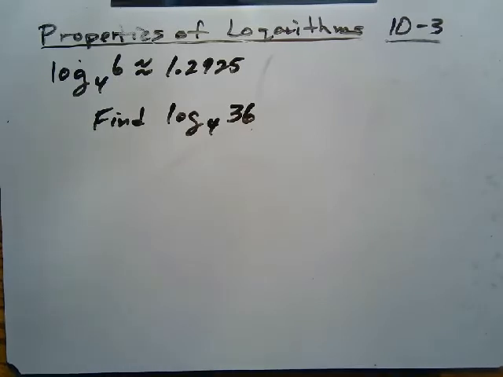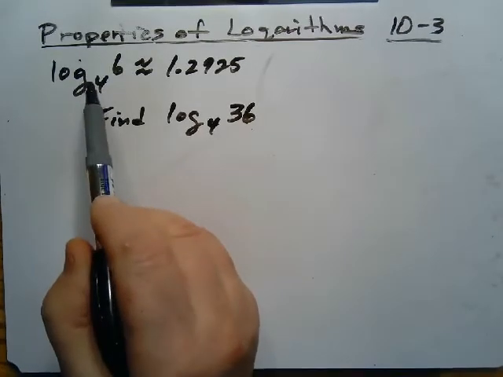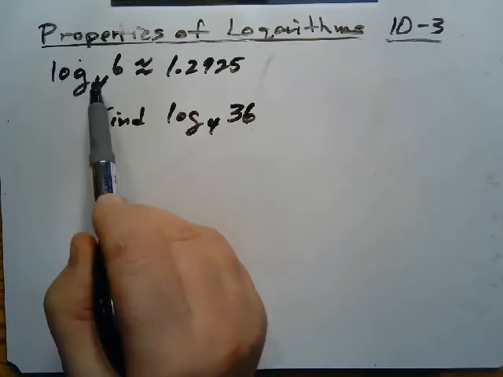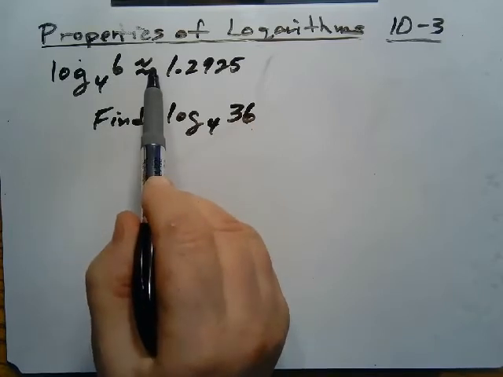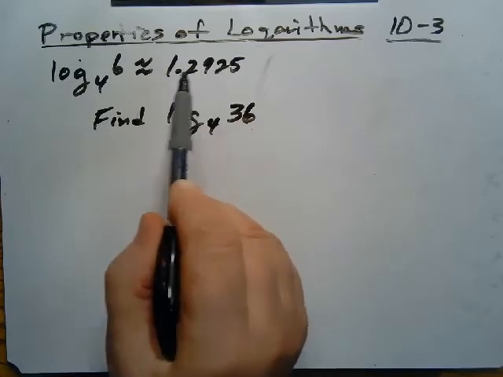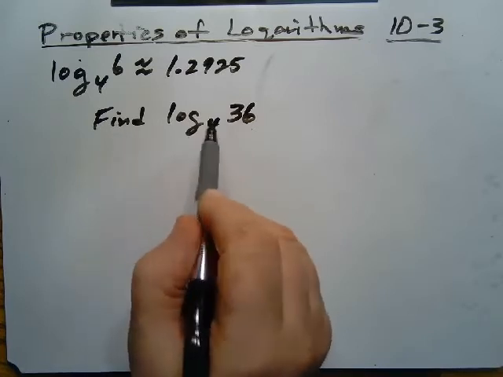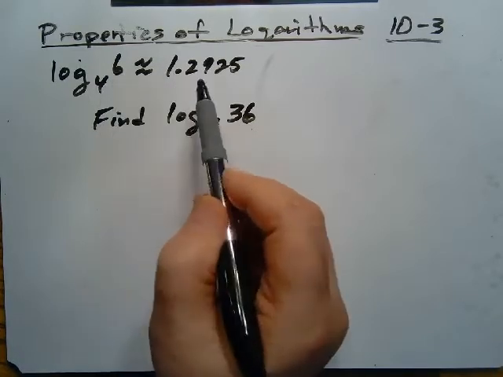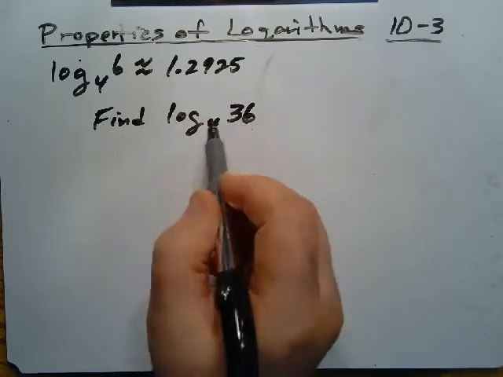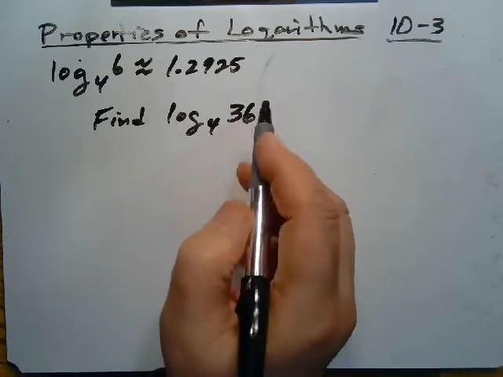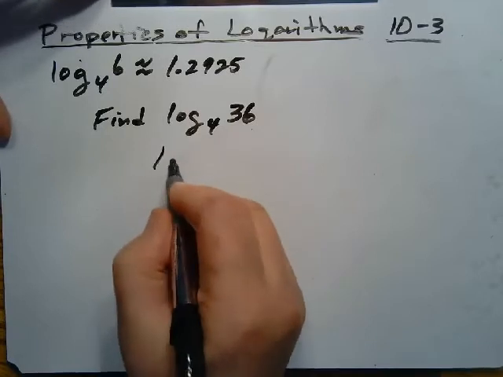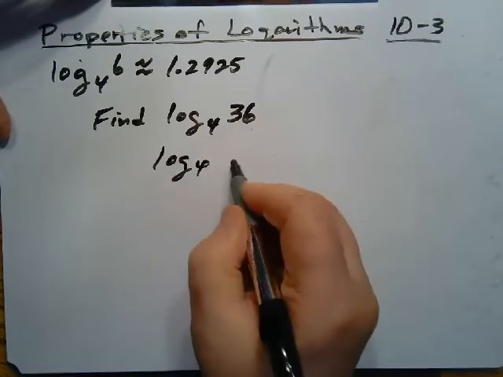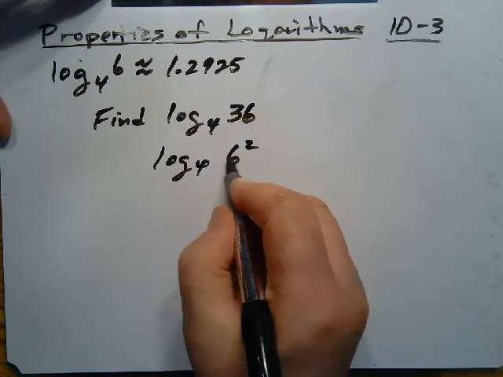All right, let's tackle this one. They're going to start us off and say, okay, if the log base 4 of 6 is this amount here, whatever that is, let's find the log base 4 of 36. Let's see if we can use 4 or 6 as some basis to figure out how we can come up with 36. Well, I know that 36 happens to be 6 squared.